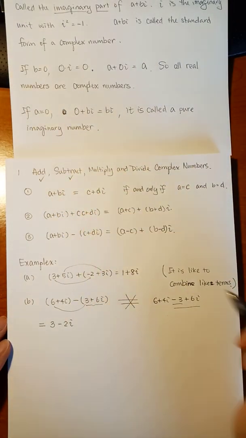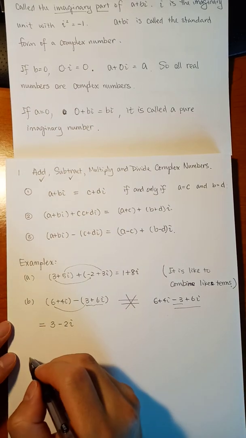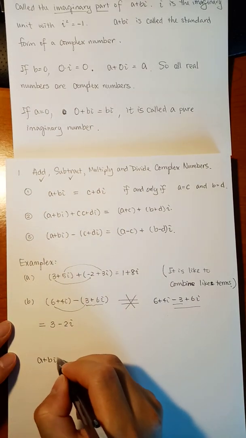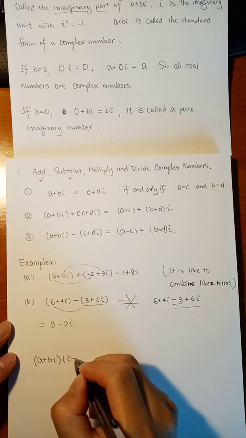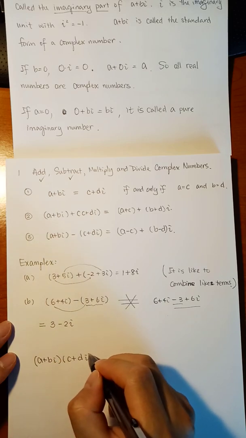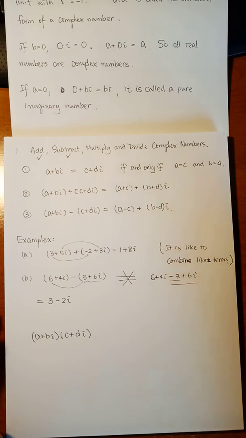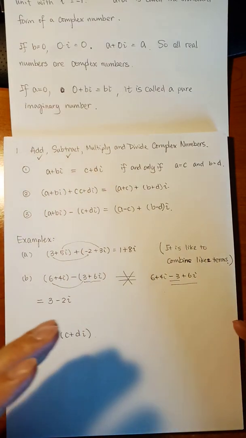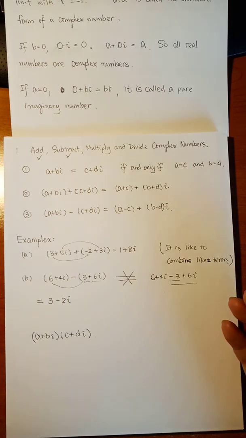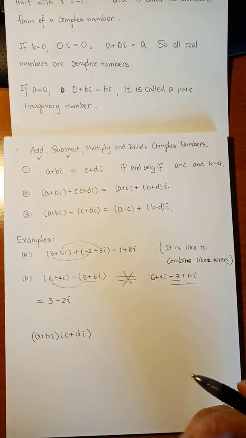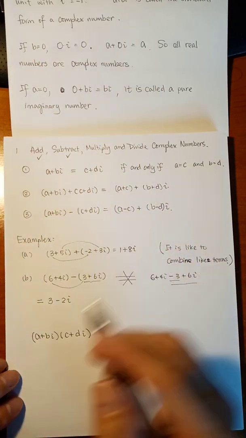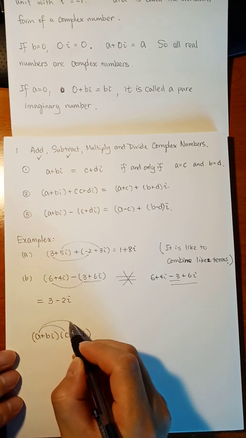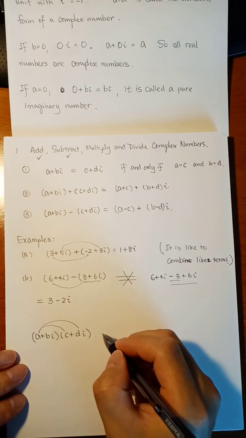Now let's talk about multiplication. For multiplication, you have a sum times another sum. For the product, remember, product and sum have the distribution rule. It means I'm going to do the distribution: A times C, A times D i.